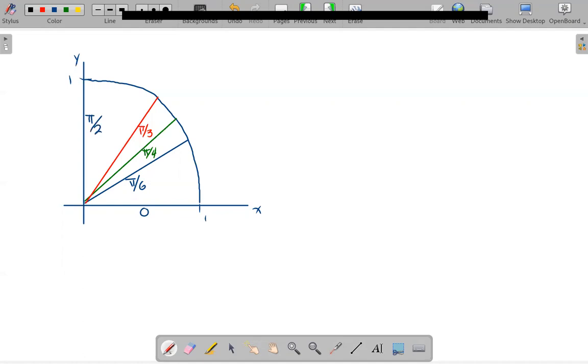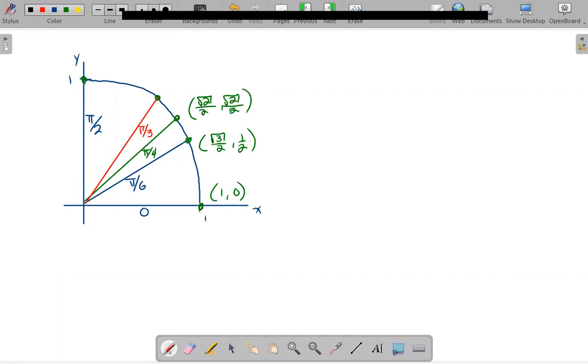Now, for any point on here, and these angles identify 1, 2, 3, 4, 5 points, you need to know those coordinates. So down here, the point is x equals 1, y equals 0. Here, the point is x equals square root of 3 over 2, y equals 1/2. Here, most common way to write it is x is square root of 2 over 2, y is square root of 2 over 2.